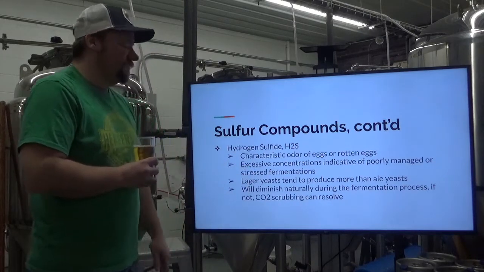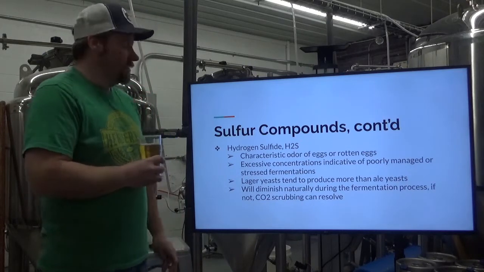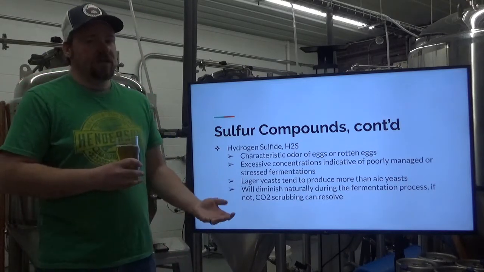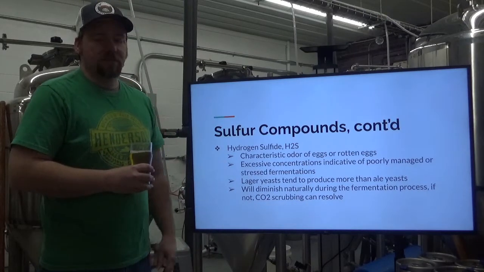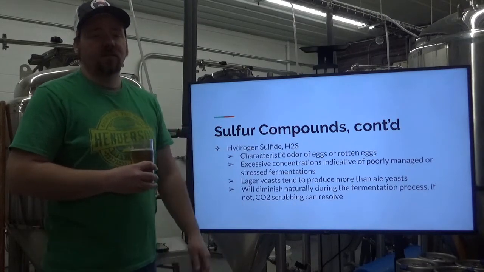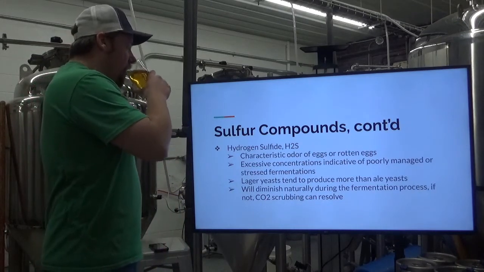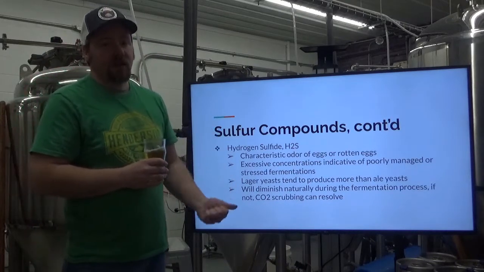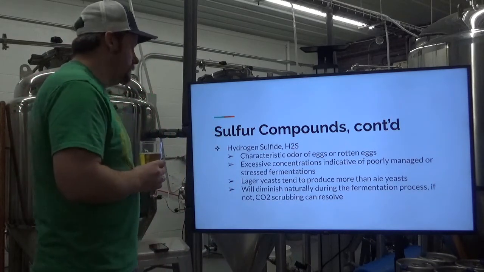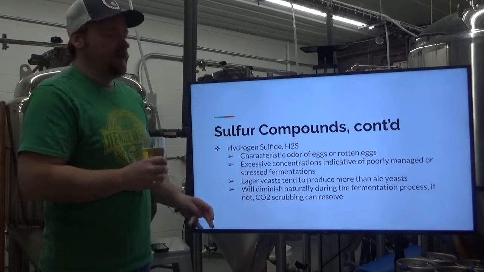Excessive concentrations of hydrogen sulfide can be a sign of poorly managed or stressed fermentations. Sometimes it's just the yeast. There are certain yeasts that just throw off a lot of hydrogen sulfide, and it's just something you have to deal with and something that will go away. More so in general, lager yeasts throw off a lot of sulfur, a lot of hydrogen sulfide, a lot more so than ale yeasts.